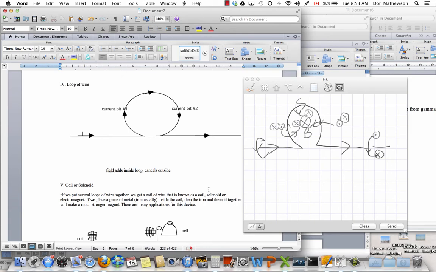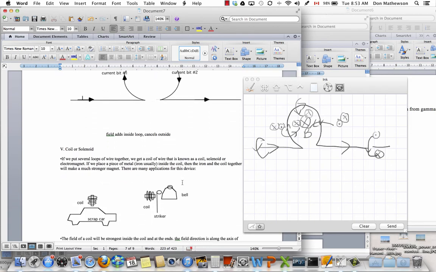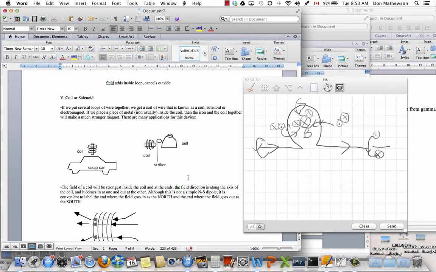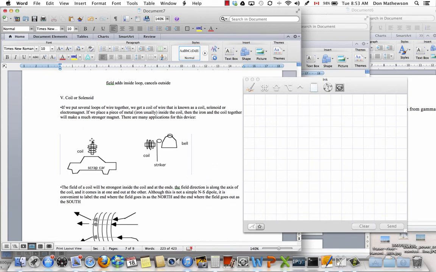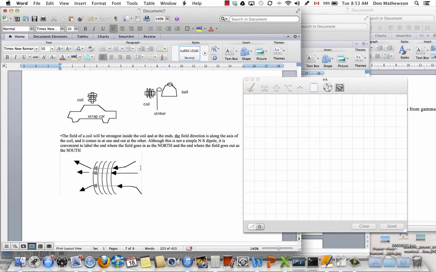Now, let us add a whole bunch of loops together, and you get a coil. Now, if you put a core in, like a piece of iron or a nail, then it's called an electromagnet, and that enhances the magnetic field. And, of course, there's lots of applications for it. Now, it's helpful to do the following. The field is going to be strongest right here at the ends. And we see that the field lines are going in at this end and out at this end.